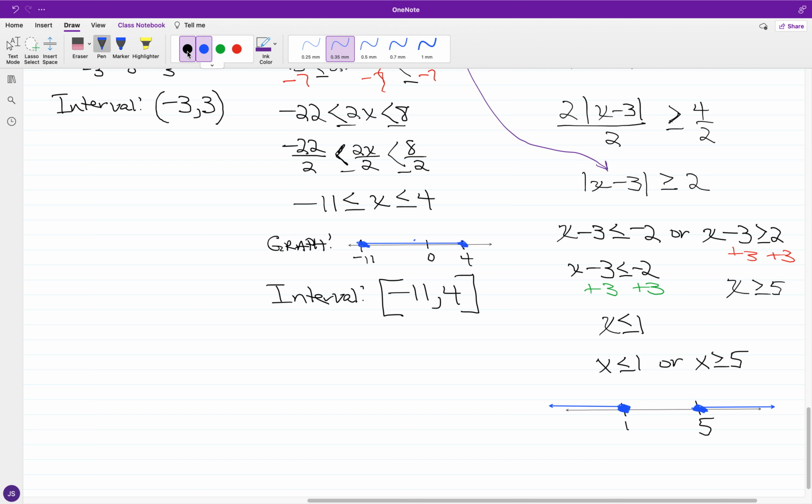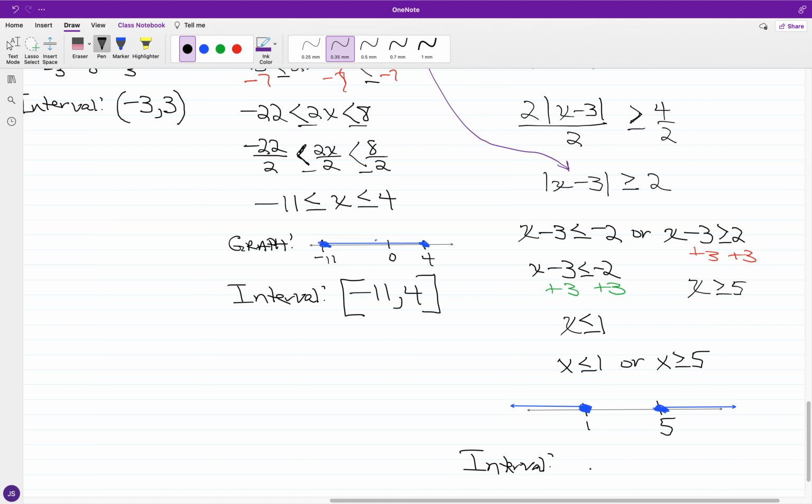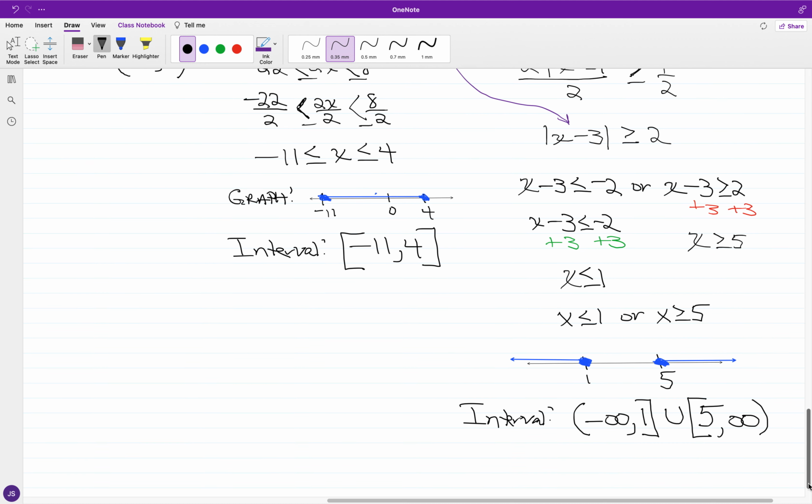And finally, in terms of the interval solution, we have two separate interval statements. At the one extreme, we have those values of x less than 1, so from negative infinity to 1. 1 is included, so that will be bracketed. And we have from x equals 5, followed by those values greater than. 5 is included, so this will be in brackets. And again, that U symbol is going to be the union of intervals.